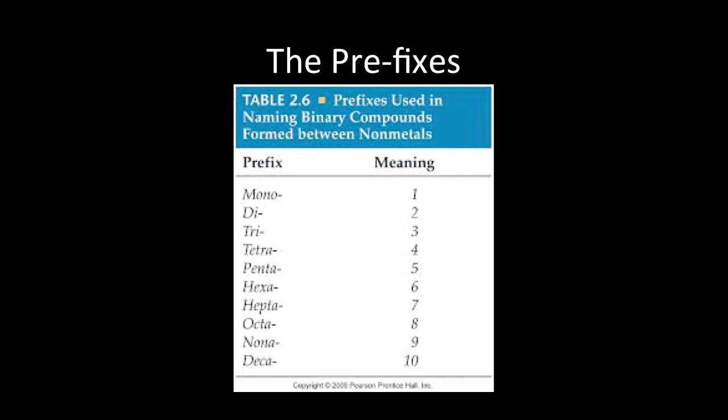But before we practice, let me review the prefixes with you. Mono we will use if there's only one element in the compound. Di, 2, tri, 3, tetra, 4. You might be familiar with that prefix from the game Tetris. Penta 5, hexa 6, hepta 7, octa 8, nona 9, and deca 10.